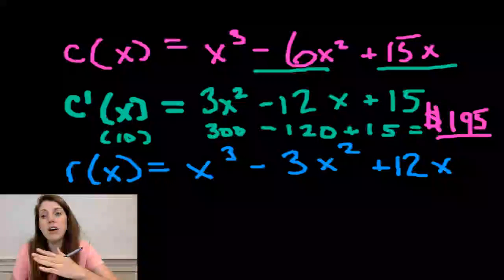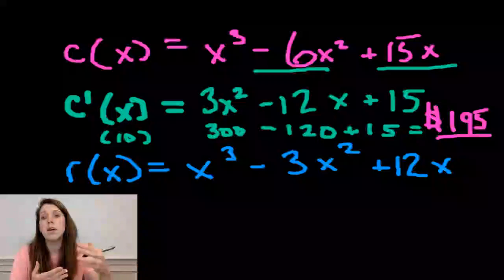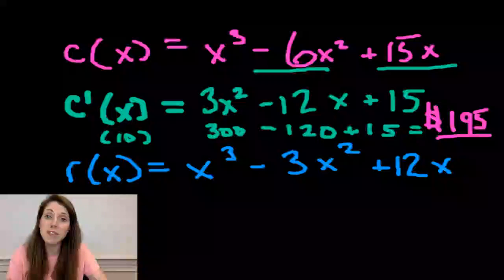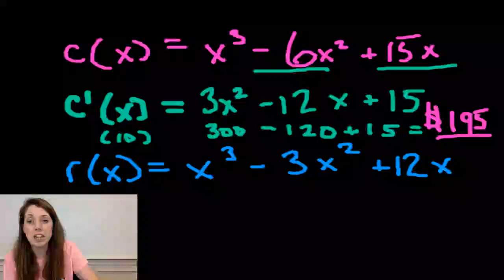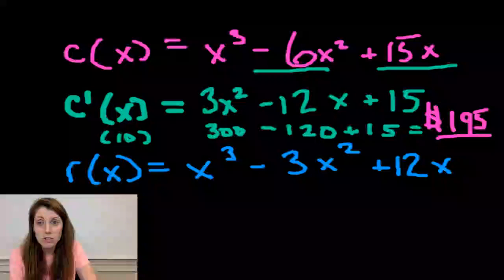That is the approximate change in cost based on producing one more item when we're producing 10 already. So that's expensive, right? It's in the positive, it's not in the negative. We're not going to save money. It is going to cost us approximately $195 more to make that next one. But let's see what happens if we change the revenue, because that's important too.